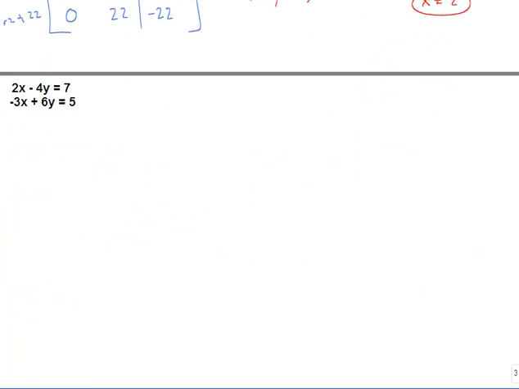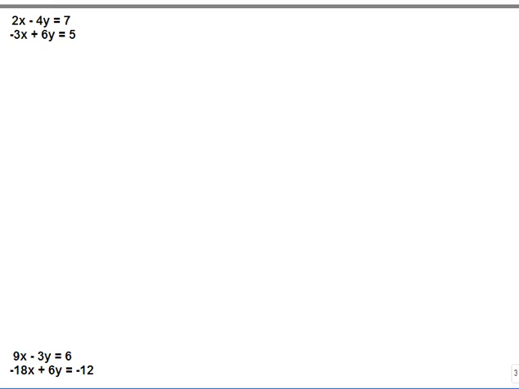Alright, the next two examples that we're going to do are still 2 by 2 systems, but these are going to be special case problems. So let me show you what happens. In this next example, if we translate this into a matrix, then that top row gives me 2, negative 4, 7, and the bottom equation gives me the bottom row negative 3, 6, and 5.